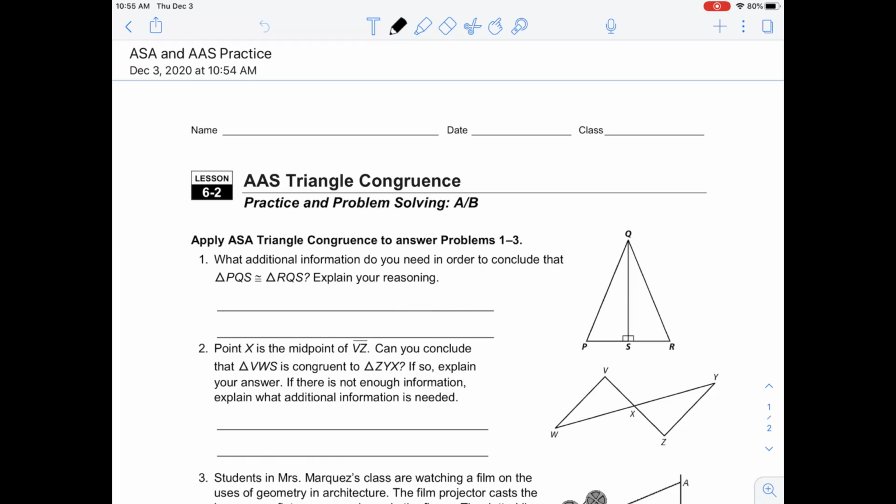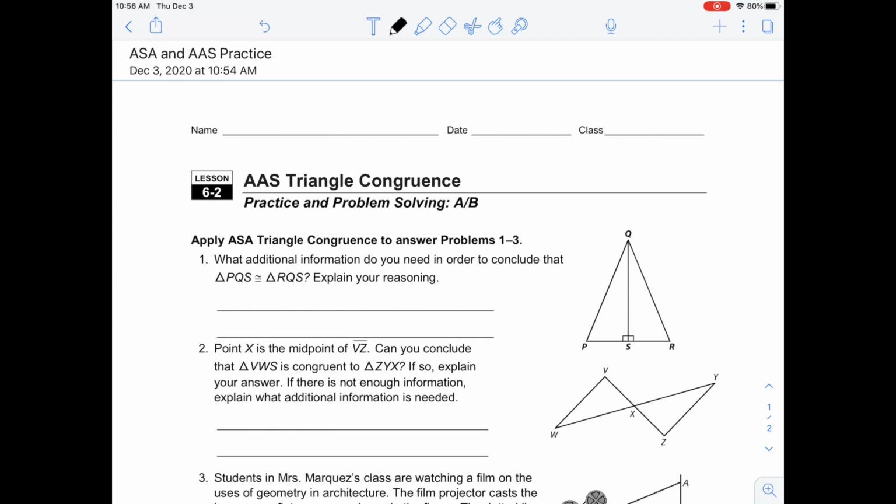All right, so now that we've learned all 5 of our congruence proofs, let's go through some of the answers for the worksheet we should have completed the other day. Number 1 is asking what additional information do we need to prove these two triangles are congruent using angle, side, angle. And really, angle, angle, side is very similar.